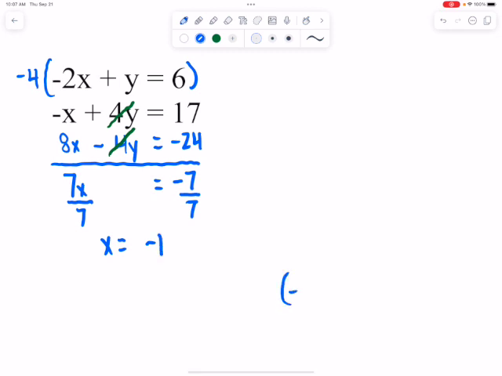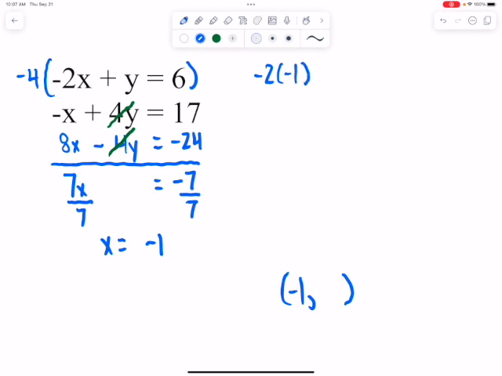This is half of our answer. We still need to get the y coordinate, so I need to plug this -1 in for x in one of the original equations. I usually plug it into the top equation so I don't have to think about it unless I have a specific reason to put it in the bottom equation.